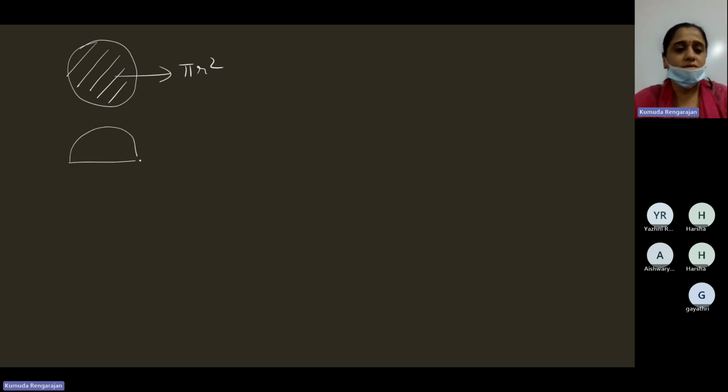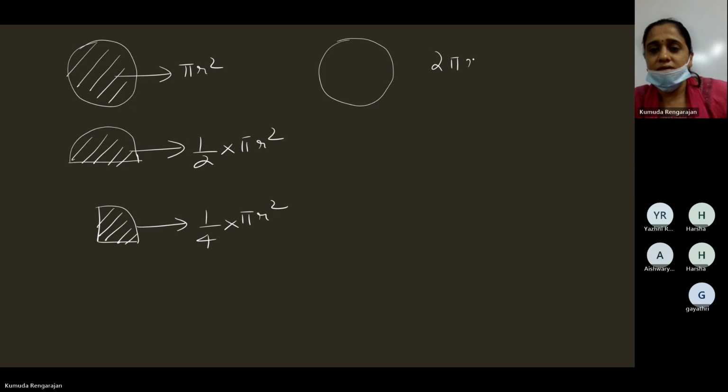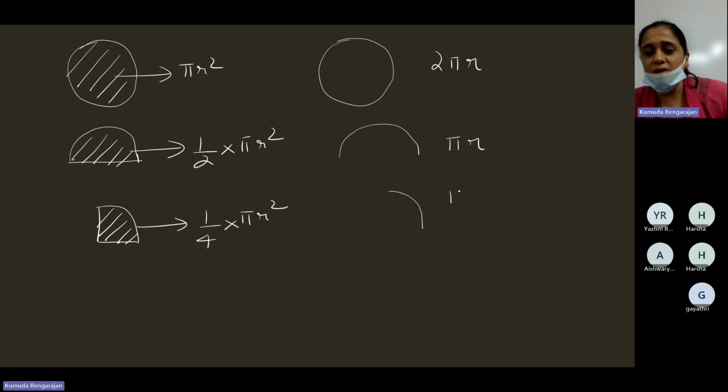So recall, area. Area of a circle, pi r squared. Area of semicircle is half into pi r squared. Area of a quadrant is 1/4 into pi r squared. Length of this full piece is 2 pi r. So length of half of that is pi r. Half of this is the arc you see in a quadrant, so pi r by 2.